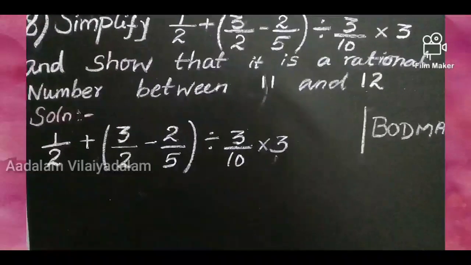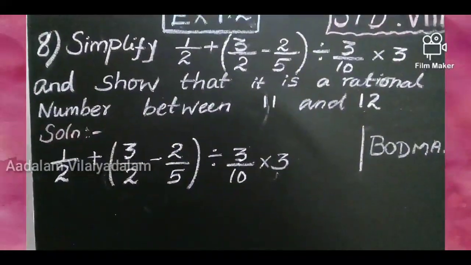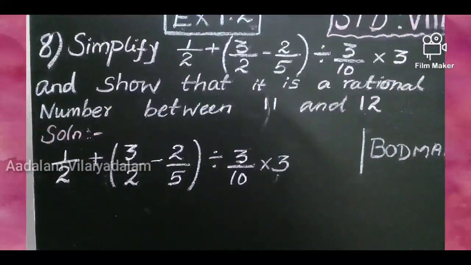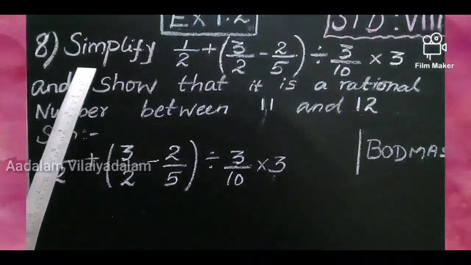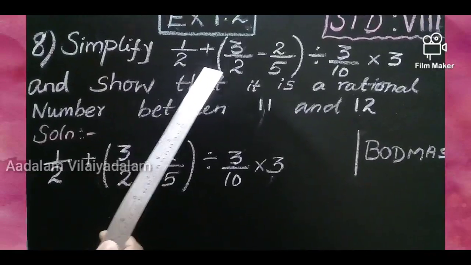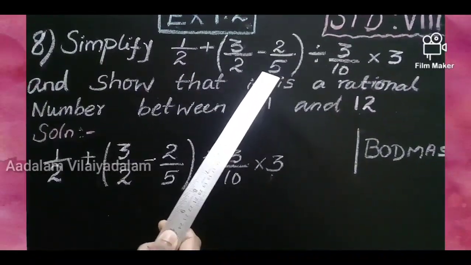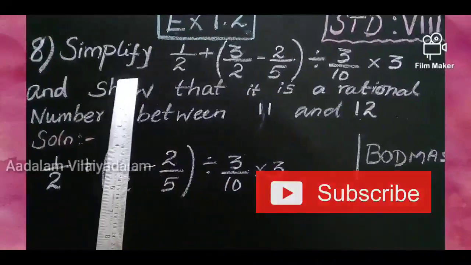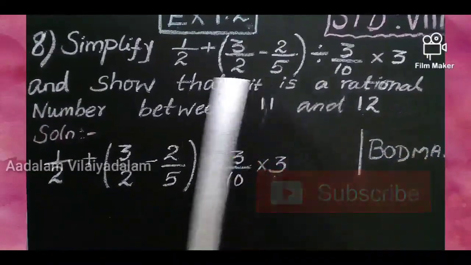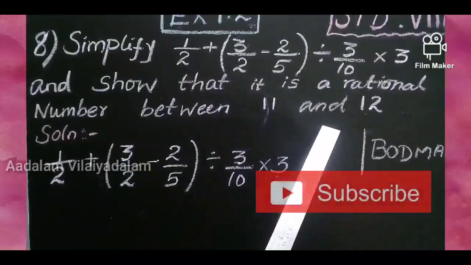Hello students, today we are going to study 8th standard maths chapter 1 exercise 1.2, 8th question. Simplify 1/2 + (3/2 − 2/5) ÷ (3/10 × 3) and show that it is a rational number between 11 and 12.